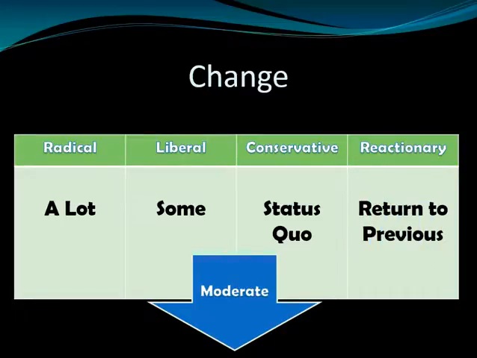Somebody who wants to return to a previous time. So we use the example in class of a train station. Somebody who likes the train station exactly how it is would be a conservative. Somebody who wants to remodel the train station, change it up a little bit, but keep the general gist of the train station would be a liberal.